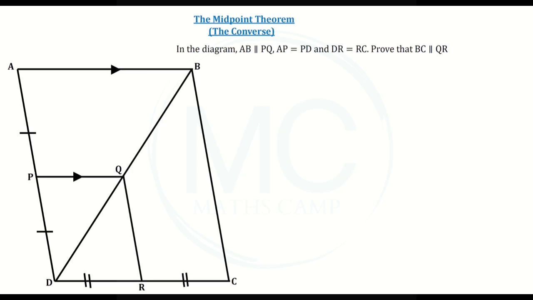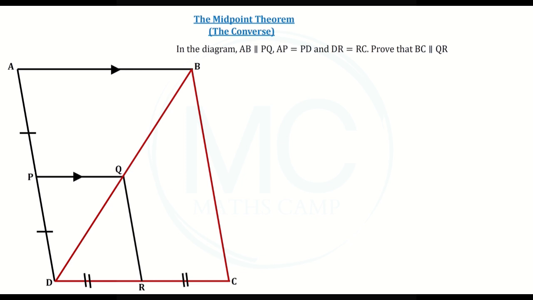In the diagram below, AB is parallel to PQ, AP is equal to PD, and DR is equal to RC. Prove that BC is parallel to QR. Now, BC is a side of triangle BCD. So let's make this triangle red.